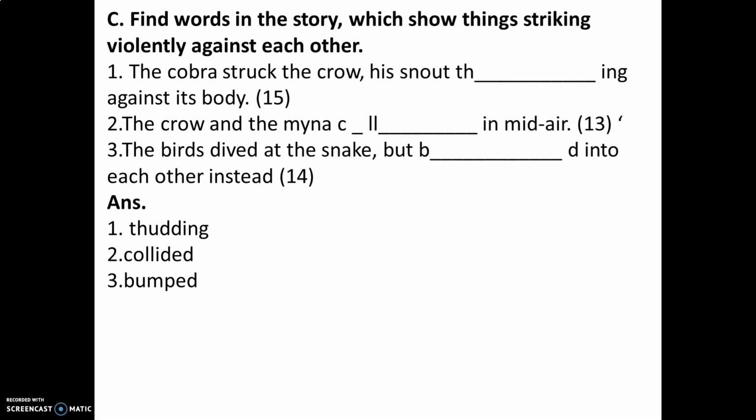Find the words in the story which show things striking violently against each other. The cobra struck the crow, his snout thudding against his body. The crow and the myna collided in midair. The birds dived at the snake but bumped, B-U-M-P-E-D. Bumped is the answer for the third one. Bumped into each other instead.